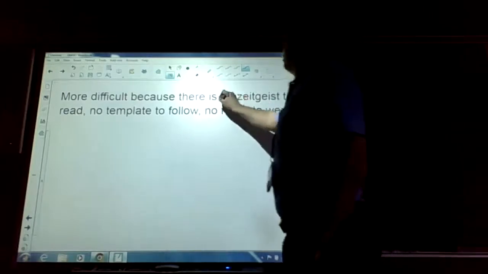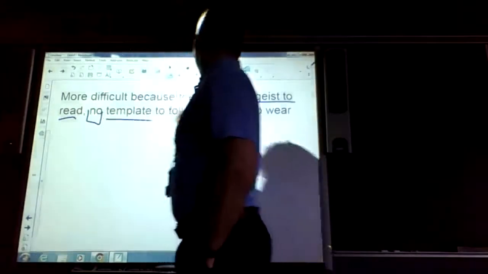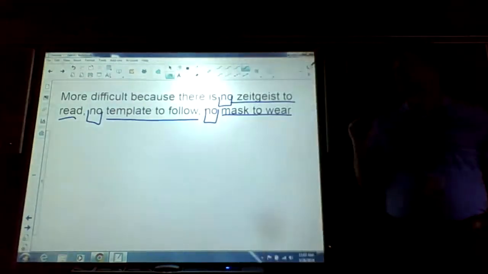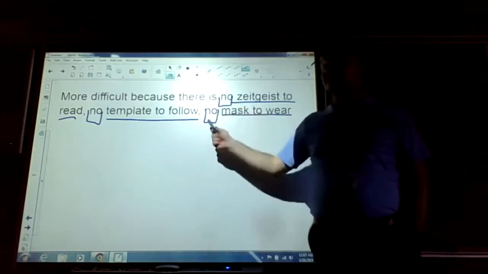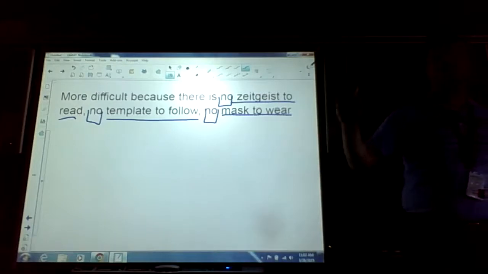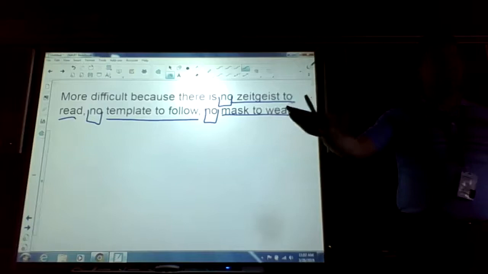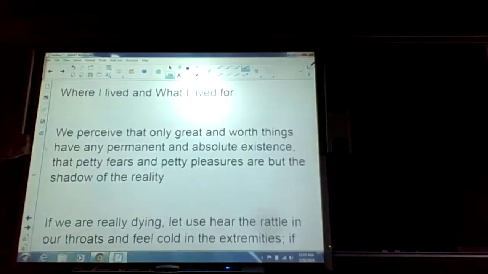Okay, but anyway, where do you see examples of parallelism? No zeitgeist to read, no template to follow, no mask to wear. Does that make sense? Now we see a list. Again, whenever there's a list, you're probably automatically using parallelism even if you don't know it. Got it? Okay, now some more parallelism.